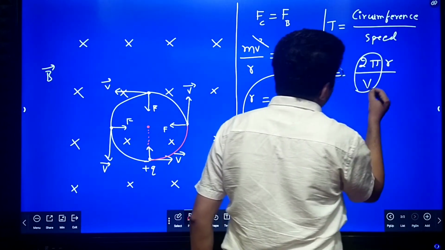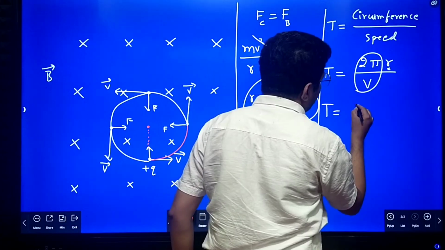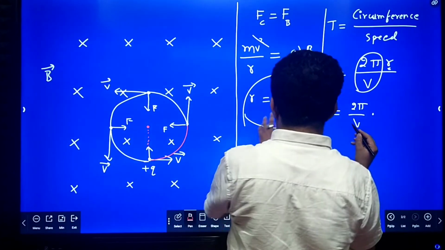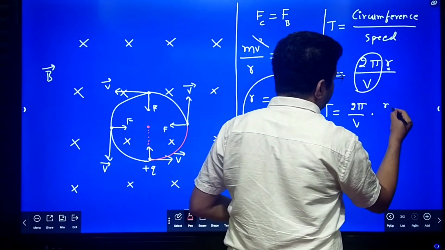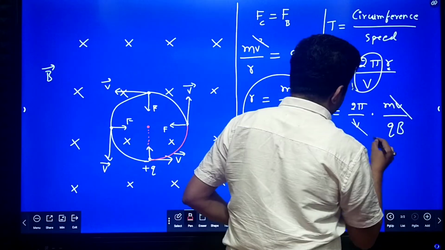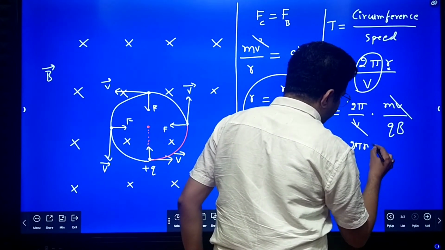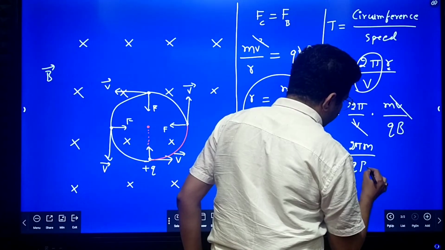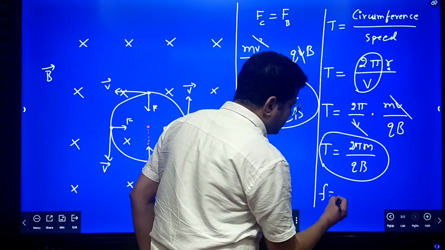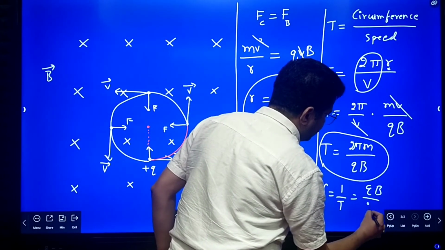Now we will make a substitution for this r. Time period will be equal to 2 pi by v into r. What is r? Here we have written r equal to mv by qB. This v and v gets cancelled. Time period is equal to 2 pi m by qB. What is frequency? Frequency is inverse of time period. So that is equal to qB divided by 2 pi m.